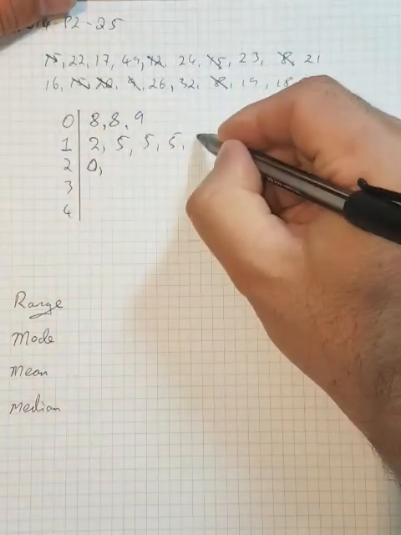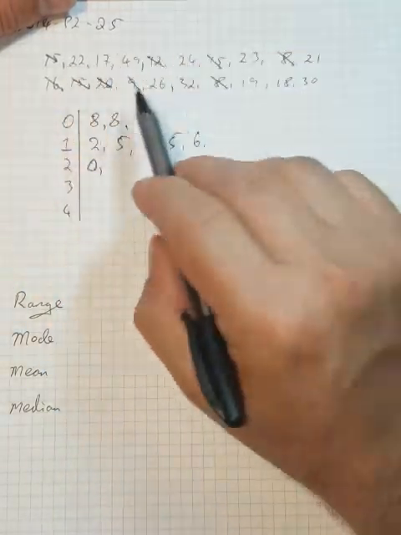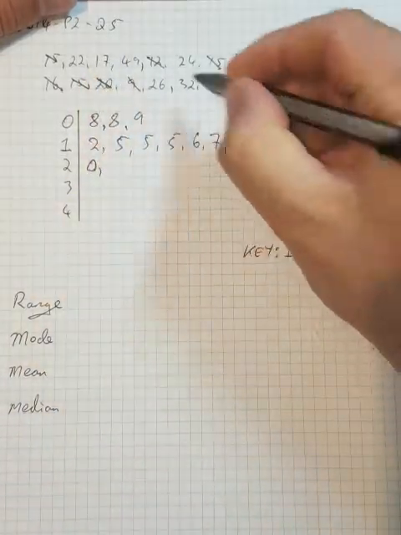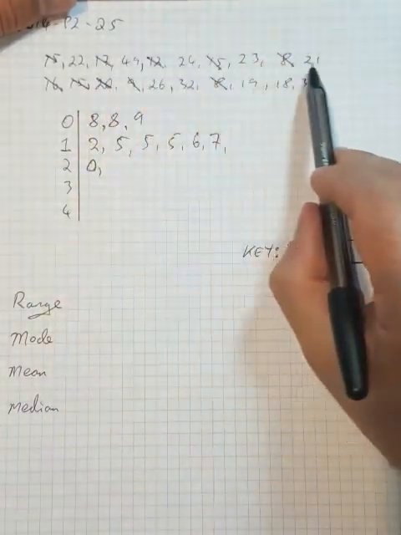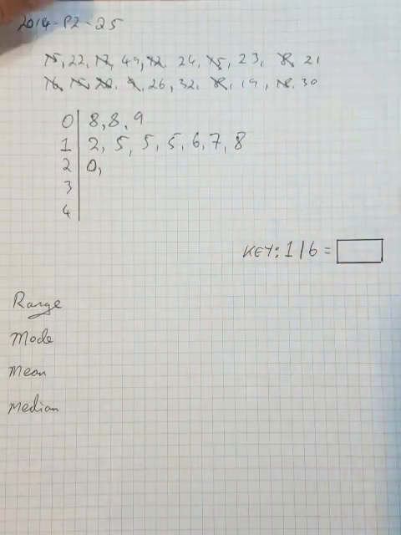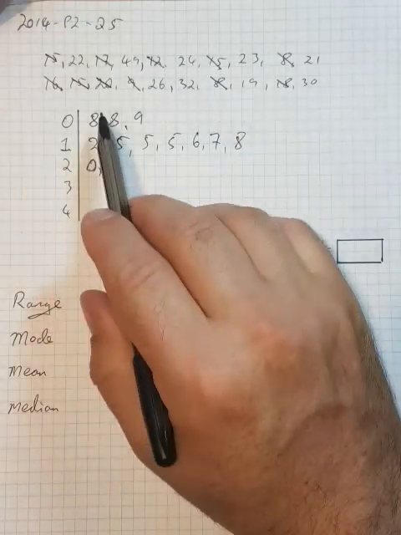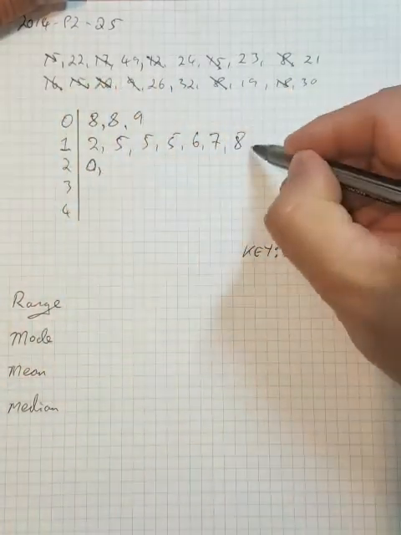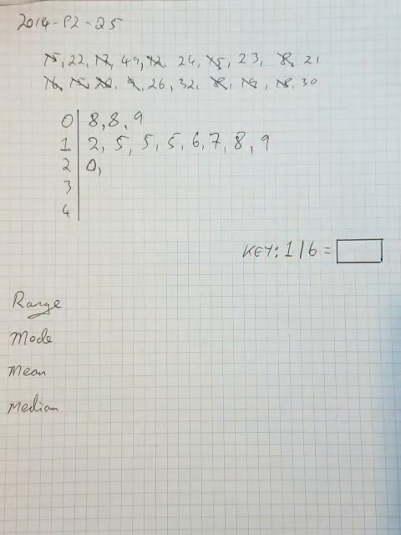We have 16. We have 17. Do we have an 18? Yes. I should have been checking if we had a 17 first, but I knew we didn't. Do we have any more 18s? No. Do we have a 19? Yes. And now we're on to the 20s.